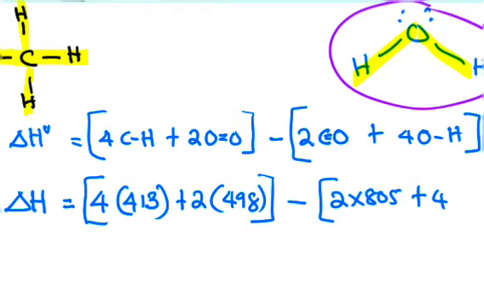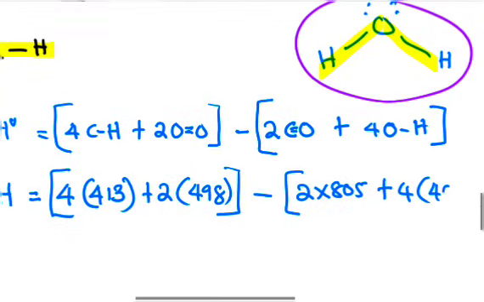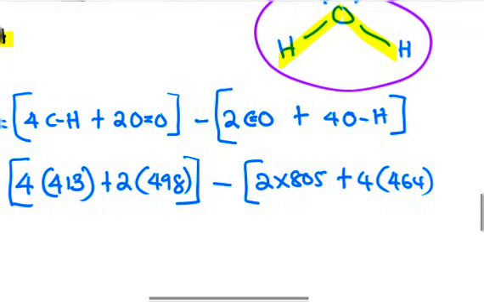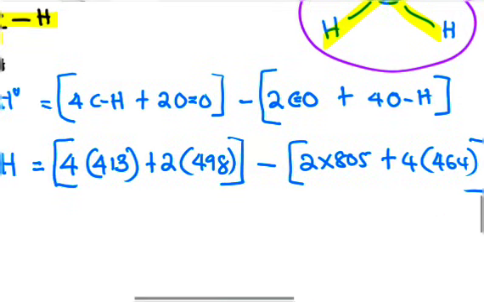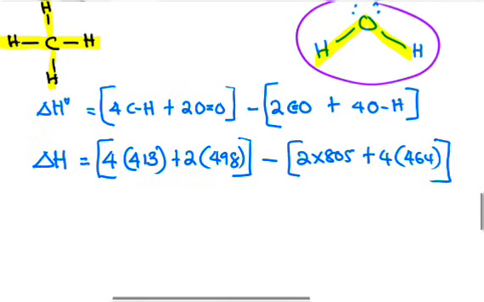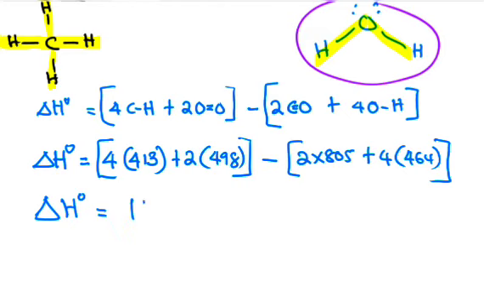So, 4 times 464. Let's take the calculator. You can pause the video and finish it. Then delta H here is equal to, according to my calculator, 413 multiplied by 4, which is 1652.